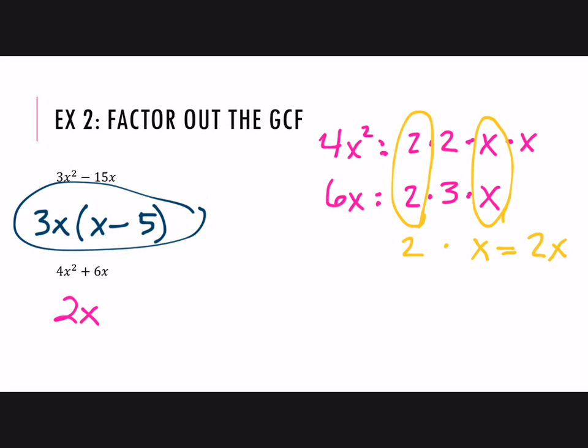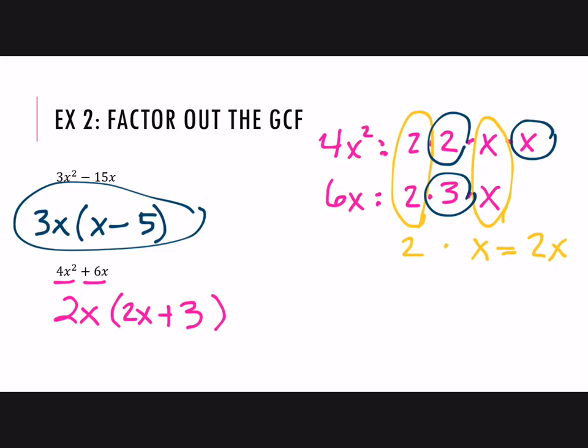Okay, so I know this factors as 2x times something, and since the problem is a binomial, it's going to have 2 terms still in the answer. Right. So from the 4x squared, I noticed that what wasn't used in the GCF is 2 times x. And then from the 6x, there was a 3 that was not used, so that's going to be a plus 3, a positive 3. Okay, so that's the answer.